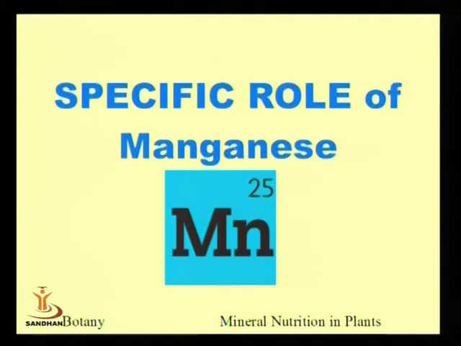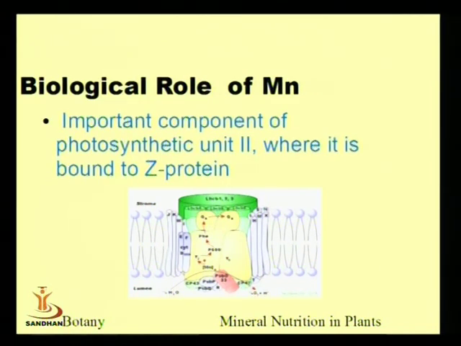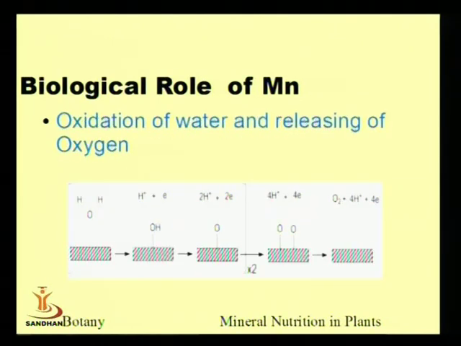The next important one is manganese. This manganese is symbolized by Mn. Manganese has a very important role in the photosynthetic unit because it is bound with the Z protein. That Z protein is one of the essential parts of photosynthesis. Further, it plays a major role in oxidation of water and release of oxygen.